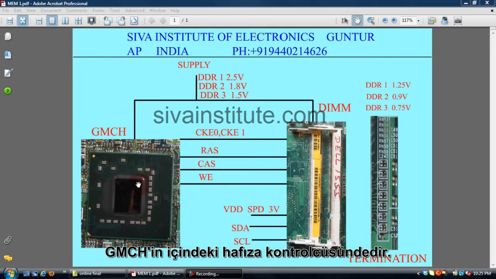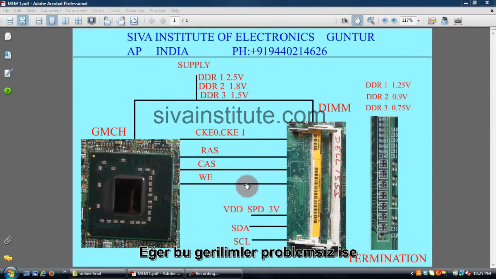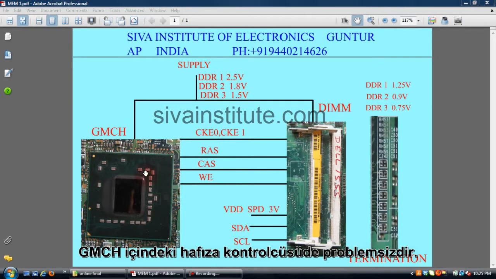No voltage at these points means a memory controller fault in the GMCH. If this voltage is okay, the GMCH memory controller is okay. The memory controller in the GMCH is okay.